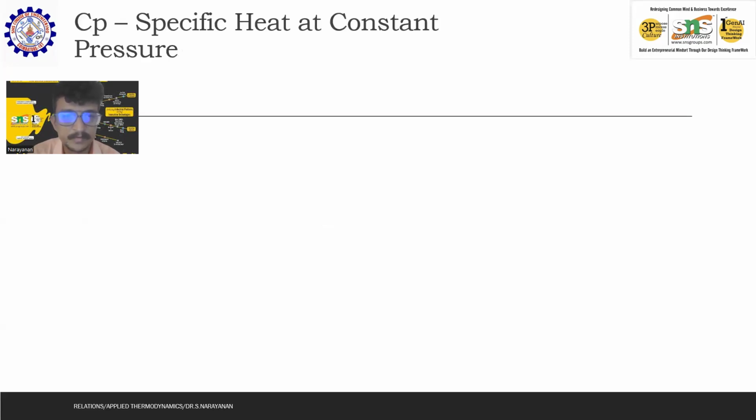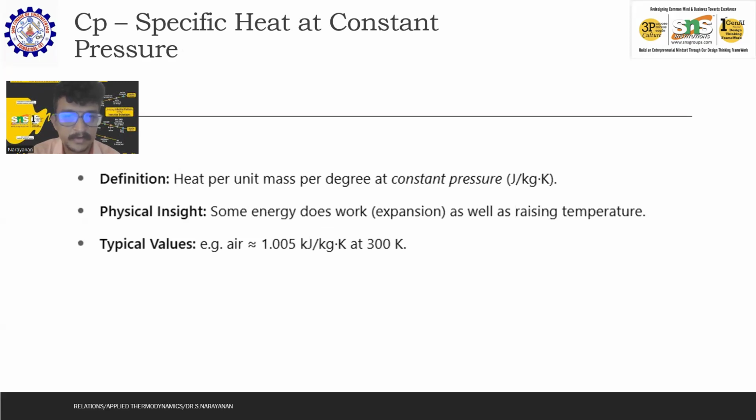Specific heat at constant pressure is heat per unit mass per degree at constant pressure. So it is inferred that some energy does work as well as raising the temperature. The value of specific heat at constant pressure for air is approximately 1.005 kilojoules per kilogram Kelvin at 300 Kelvin.